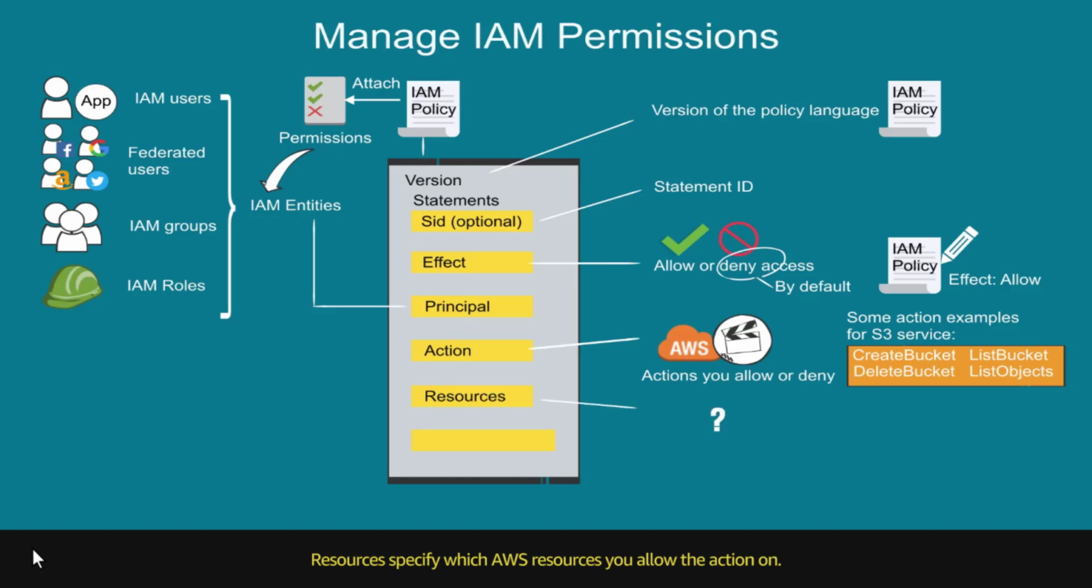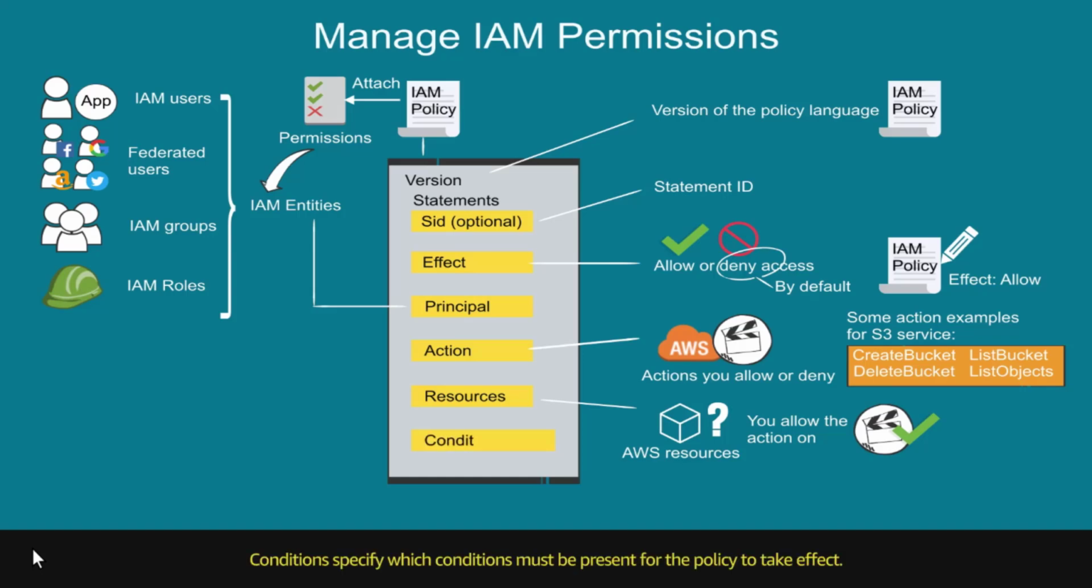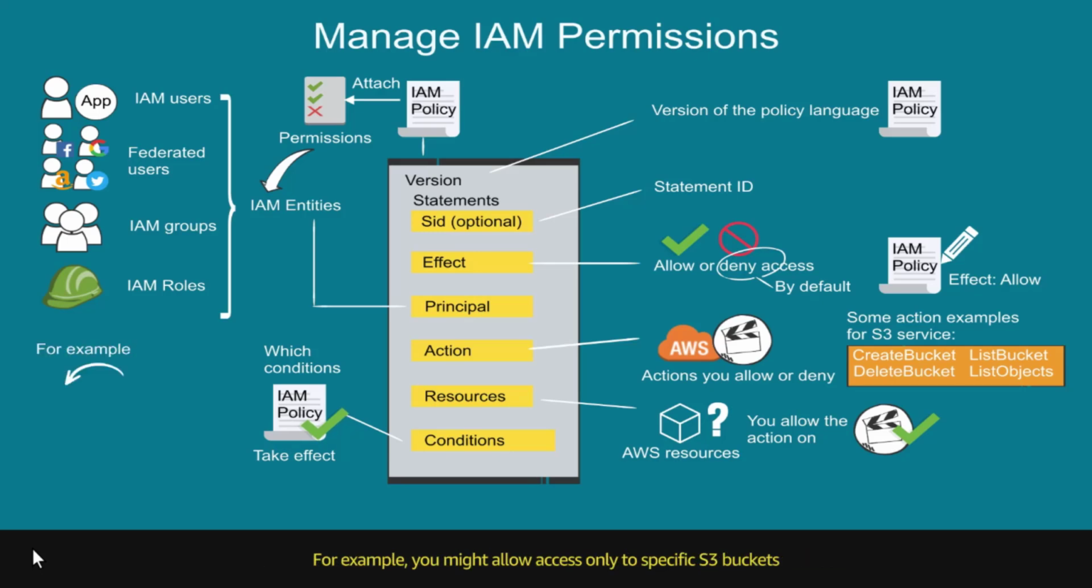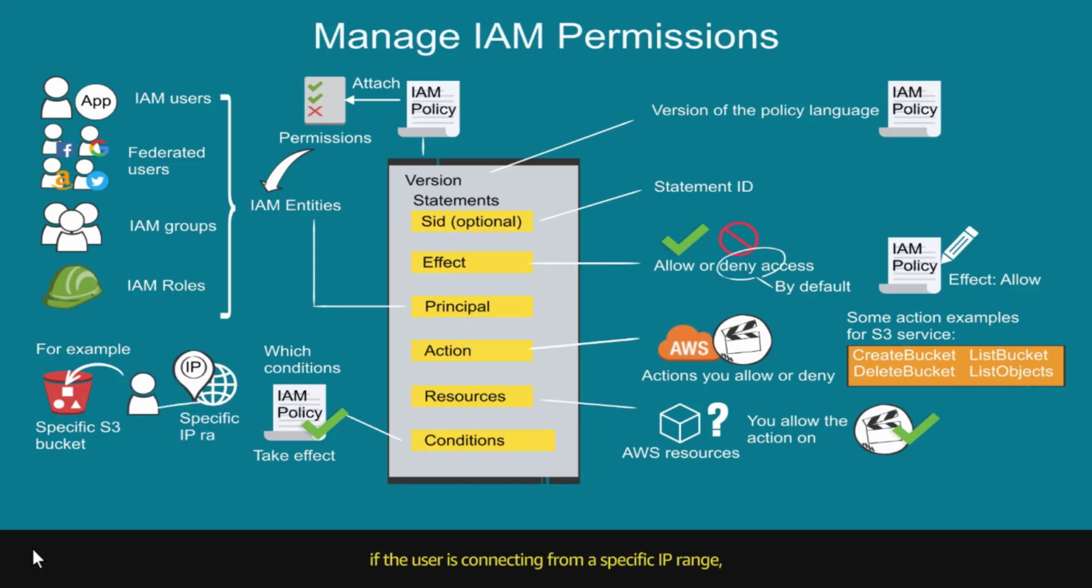Resources: specify which AWS resources you allow the action on. Conditions: specify which conditions must be present for the policy to take effect. For example, you might allow access only to the specific S3 buckets if the user is connecting from a specific IP range or has used multi-factor authentication at login.